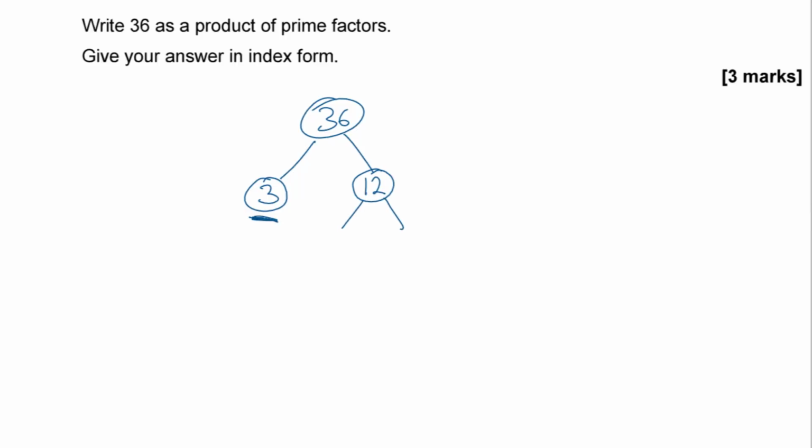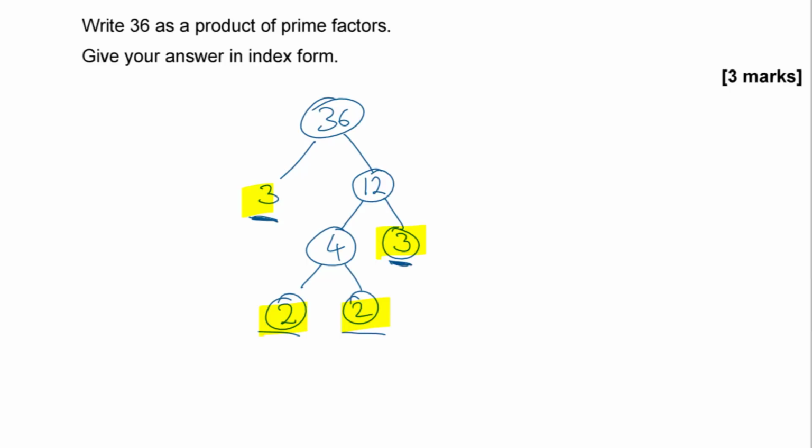I can think of two other numbers that multiply together to give me 12. Let's choose 4 and 3. Again, 3 is prime, so that's a stopping number, but 4 isn't. I can break that down into 2 and 2, which are both primes. So looking at all of our terminating branches, multiplying those together will give us our original number. So 2 times 2 times 3 times 3 is going to be equal to 36.